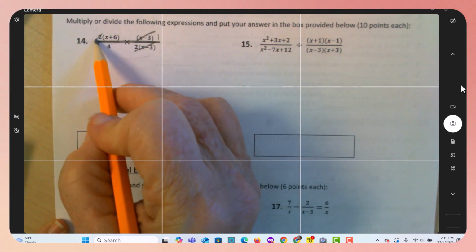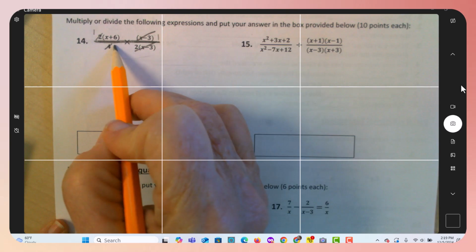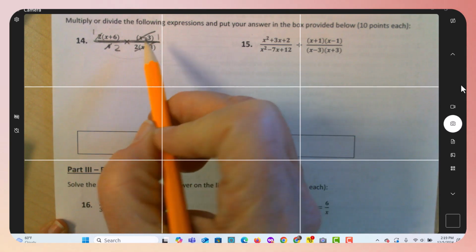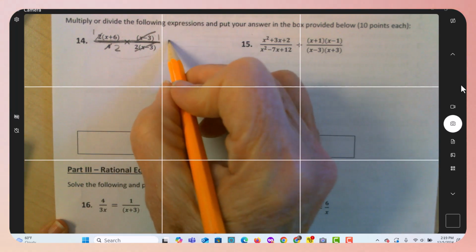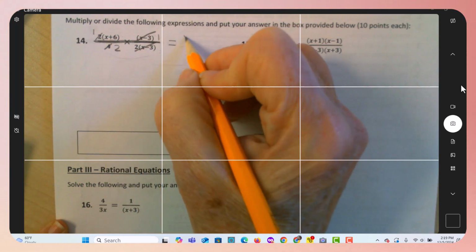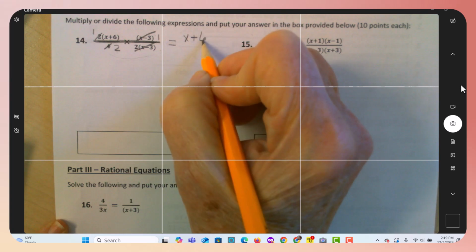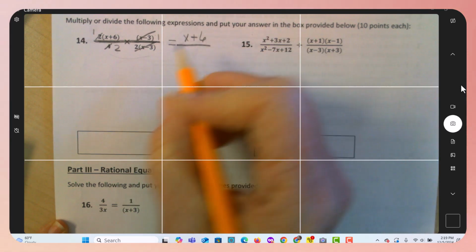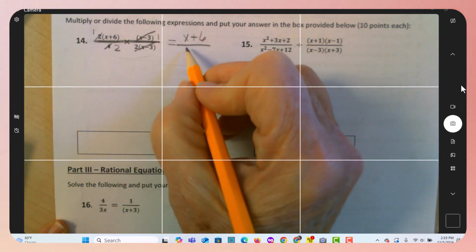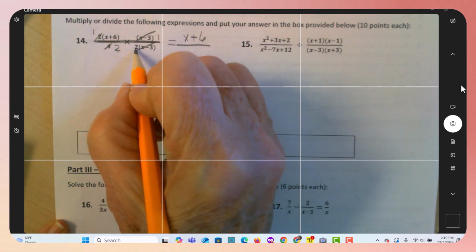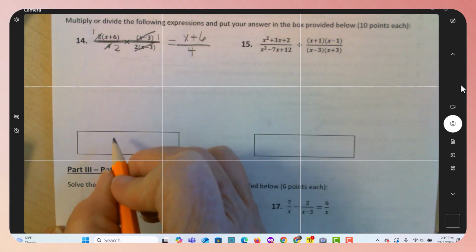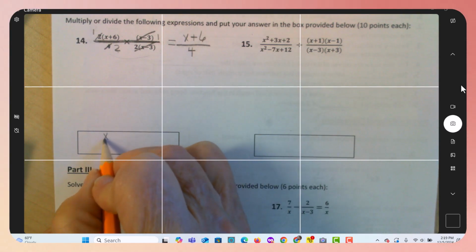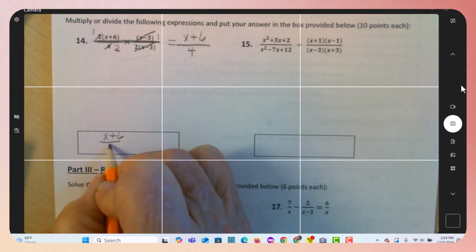And then 2 goes into 2 once, 2 goes into 4 twice. And I don't see an x plus 6 in the bottom. So in the numerator, I'm left with x plus 6 times 1, which is just x plus 6. In the denominator, I'm left with 2 times 2, which is 4. So the answer here is going to be x plus 6 over 4.